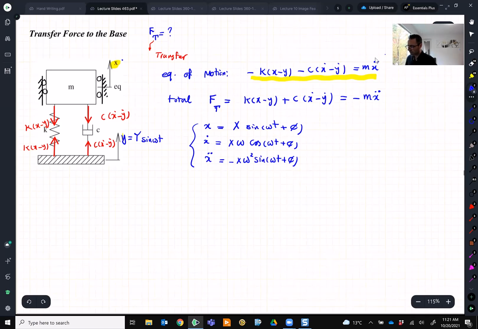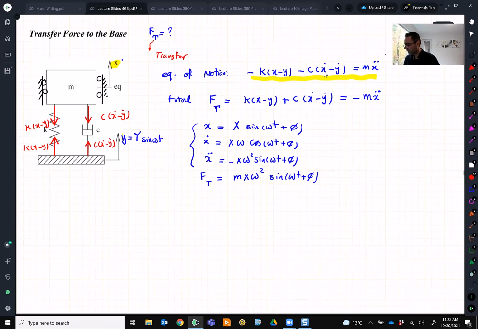We have the equation of motion, the one that I just highlighted. We know the total force going to the base is the force coming from the spring and the force coming from the damping. This value, according to what we had before, is m x double dot. We managed to find x, which has this form. We take the derivatives and substitute them there. So Ft then will be m X omega squared sine omega t plus phi. This is the force that is going to the base of this system.